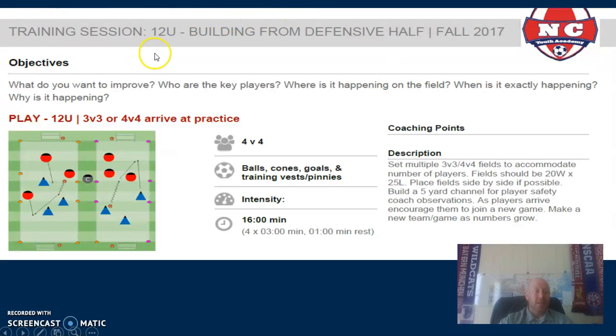So for our first stage here, the play portion of our practice in building from the defensive half, again, we're going to be looking at what we want to improve, who the key players are, where it's happening, when it's happening, and why it's happening, addressing the 5 W's, if we can, within our play portion, 4v4, 3v3, 5v5, as players arrive.